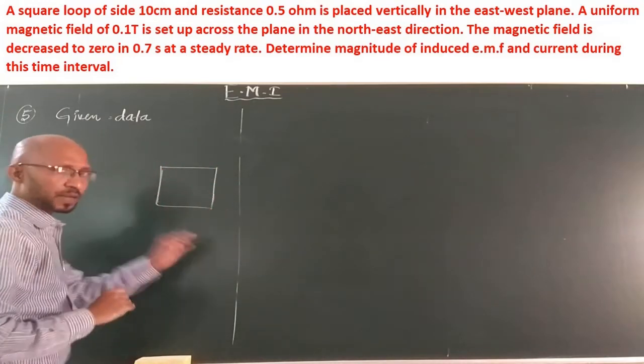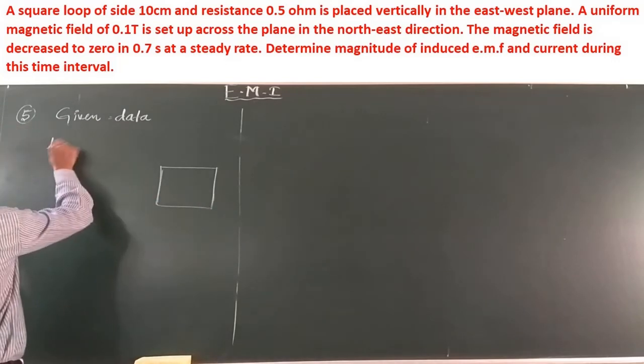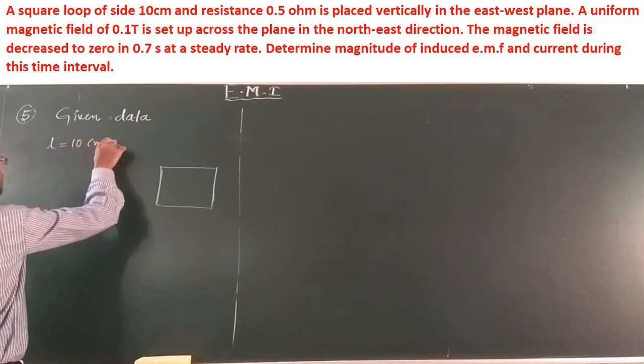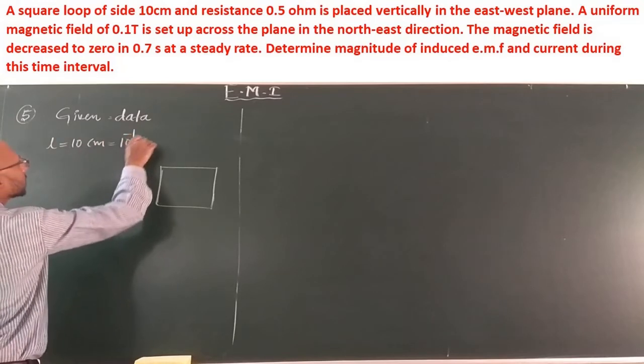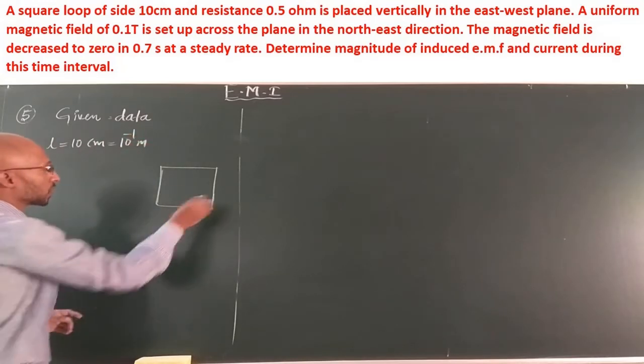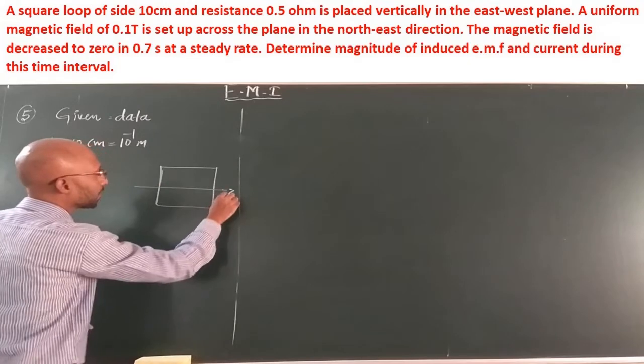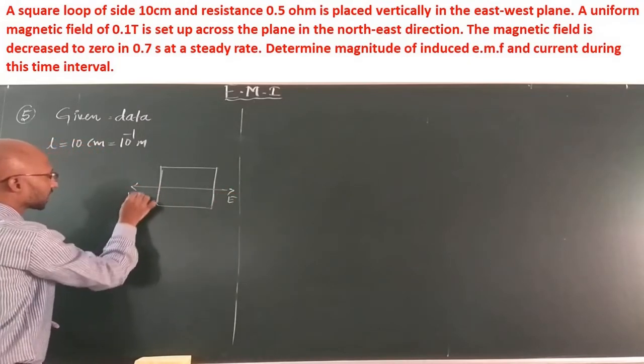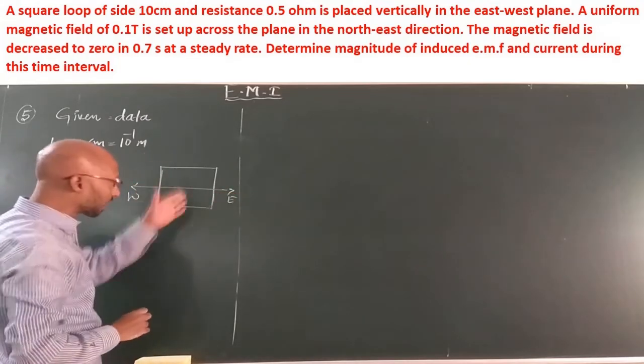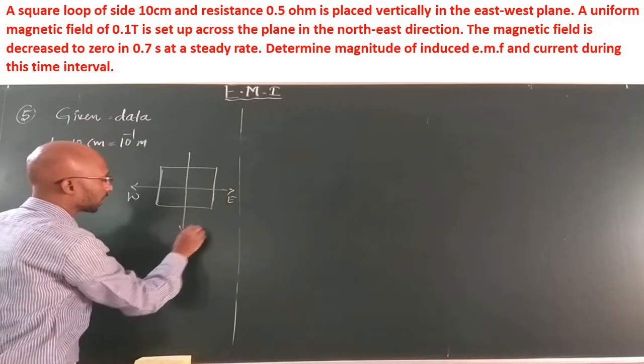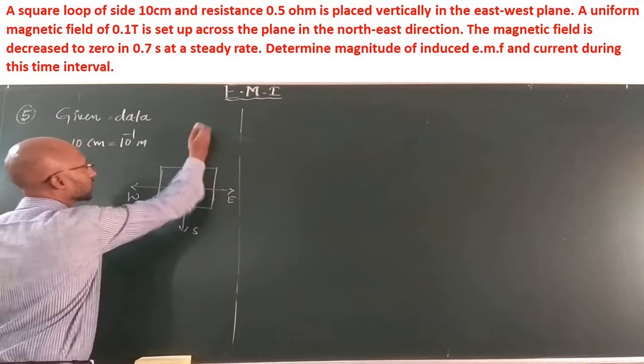The dimension of the square loop is given, that is, the length of the square loop is 10 centimeter. If you convert it to meter, that is 10 raised to minus 1 meter. Now this square loop is kept in east to west direction vertically, and here will come your south and north direction.